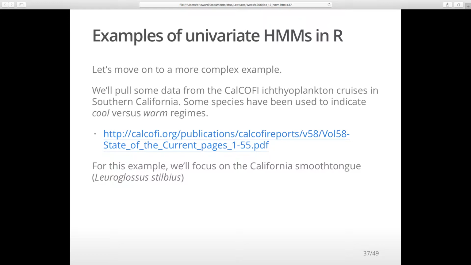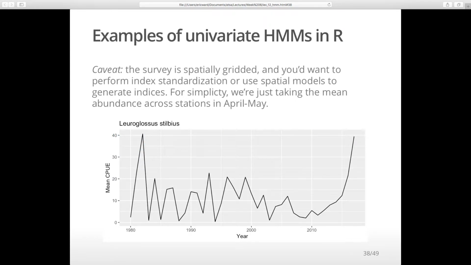There have been some recent papers using this long time series, going back to the late 1950s, to identify cool versus warm regimes. You can think about the big fluctuations in species like anchovy and sardine. There are also some of these lanternfishes and smoothtongue that have been used to identify warm versus cool regimes. So for this first example, we'll focus on the California smoothtongue, which is one of the species here.